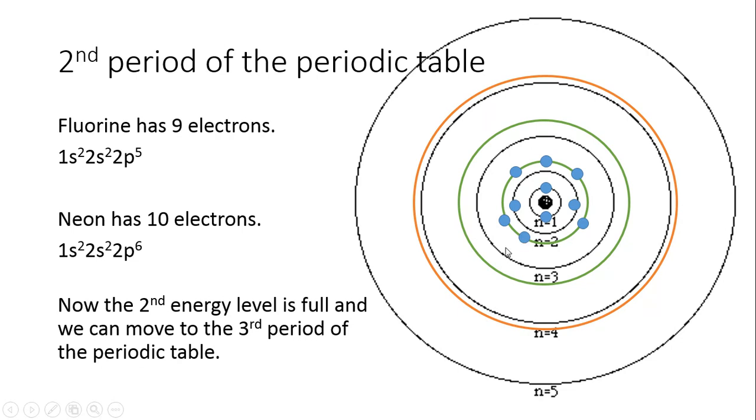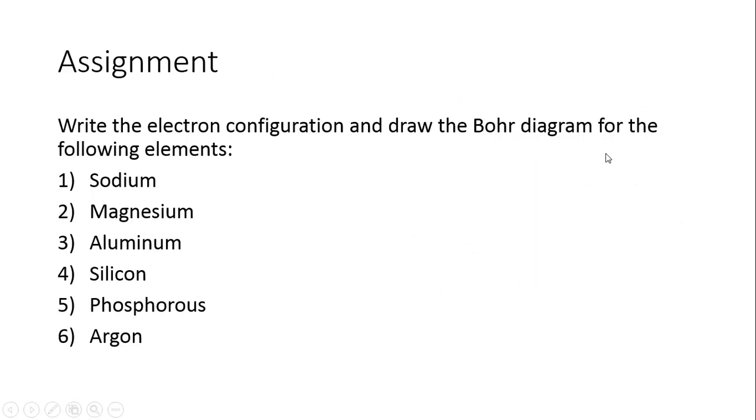Notice we're going to start by filling our 3s orbital. And remember, there can be 2 electrons in this sublevel. Then we're going to move to our 3p sublevel. And remember, there can be 6 electrons in a p sublevel. So what you need to do now is write out the electron configuration and draw the Bohr diagram for these following 6 elements.